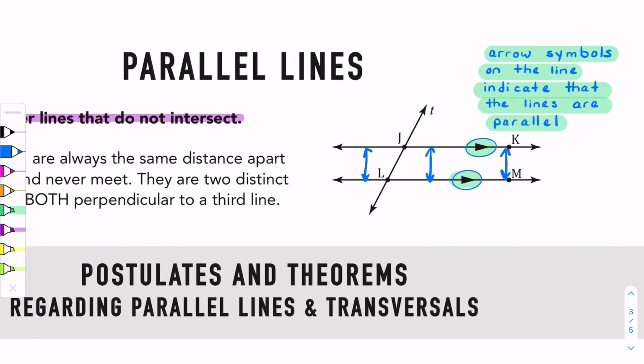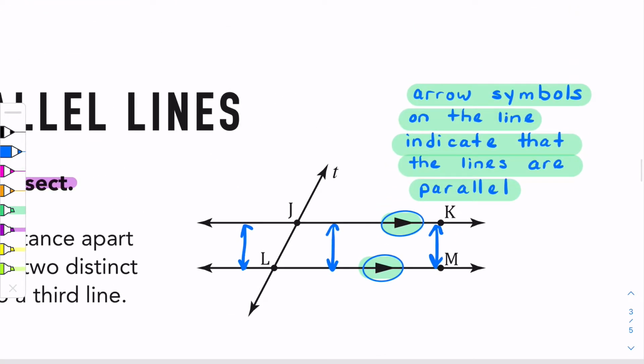I wrote this note before just to save myself a little time, but when we look at this, notice these arrow symbols. These arrow symbols indicate that the lines are parallel, so you match them. We have an arrow symbol here, we have an arrow symbol here. That indicates that these two lines are parallel to one another. So if you see a model that does not tell you the lines are parallel, but you see those two little arrows, then you instantly know they are.